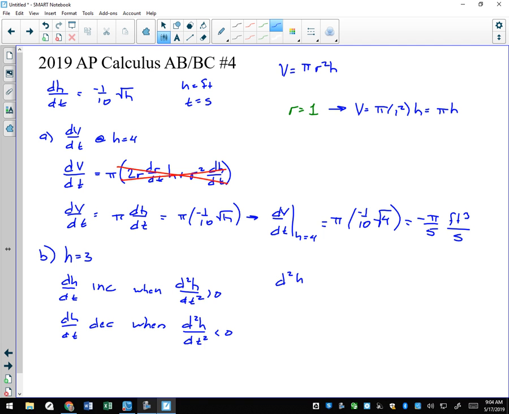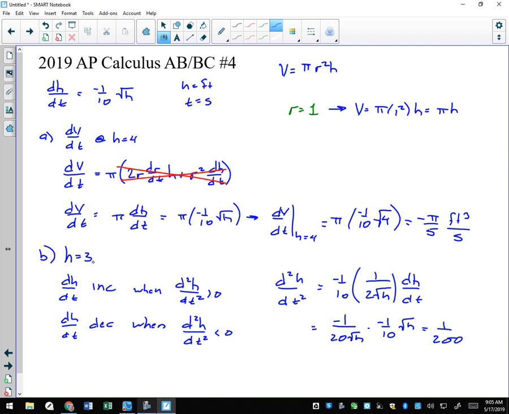So the second derivative is going to be, I'm just going to ignore the negative 1/10. The derivative of root h is 1 over 2 root h, but this will be implicit. I have to then multiply by dH/dt, and I know that dH/dt is negative 1/10 root h. So this is going to be negative 1 over 20 root h times, this is interesting, negative 1/10 root h, and the root h's cancel, and we are left with just 1 over 200.